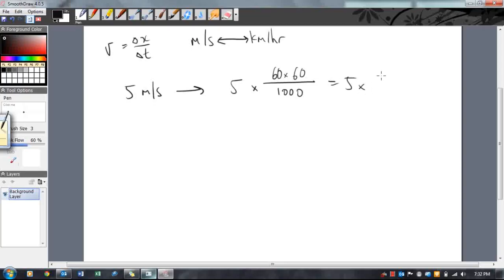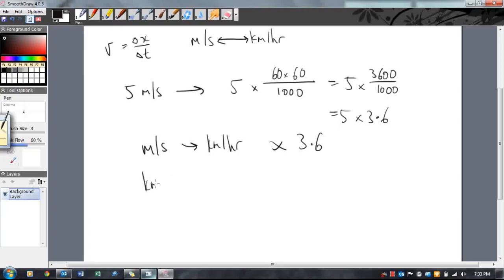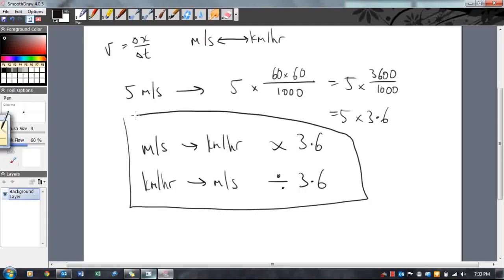So that is 5 times 3600 over 1,000, which is 5 times 3.6. In other words, if you're going from meters per second into kilometers per hour, you multiply by 3.6. The other way, if you're changing kilometers per hour into meters per second, you do the opposite. You divide by 3.6. Okay, so that's the important information we need to know. Multiply by 3.6, divide by 3.6.